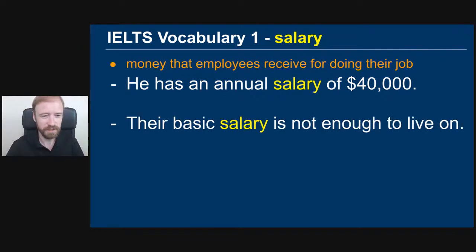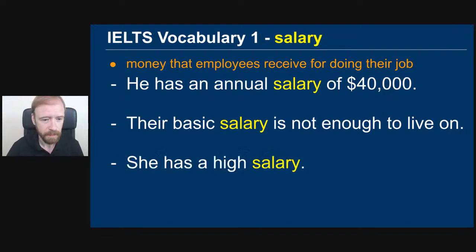Let's look at the next sentence. Their basic salary is not enough to live on. We use the term live on, which means to survive every month, to pay the bills, to pay for your food, clothing, and transportation. So their basic salary is not enough to live on, which is sad. And she has a high salary. We usually express salary as a high salary or a low salary.